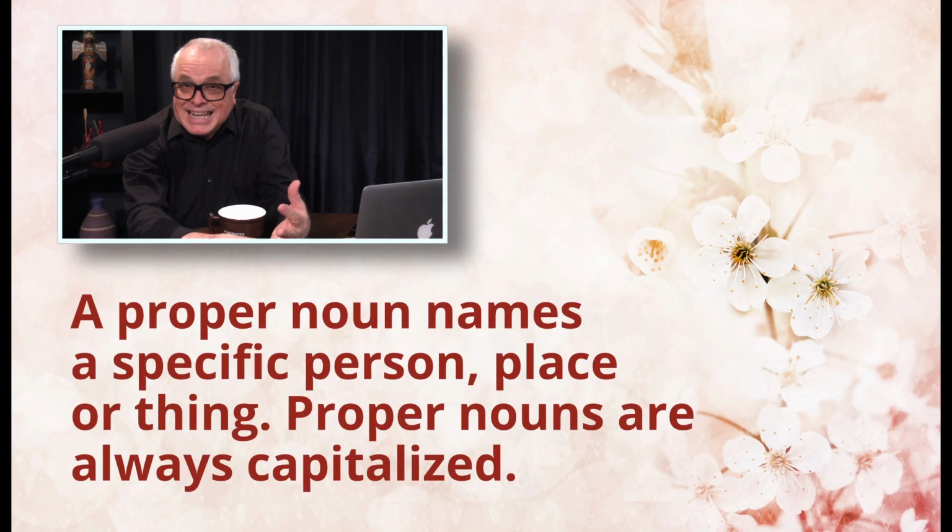Proper nouns name a specific person, place, or thing. And when you write it out, we always capitalize the first letter of the noun. The proper noun is always capitalized. When we write about Mary, we would always capitalize Mary. Mary is a specific person. She's a proper noun, and so we always capitalize her name.